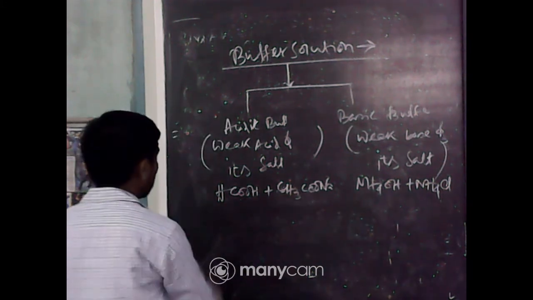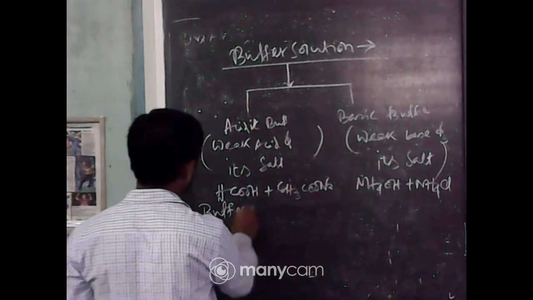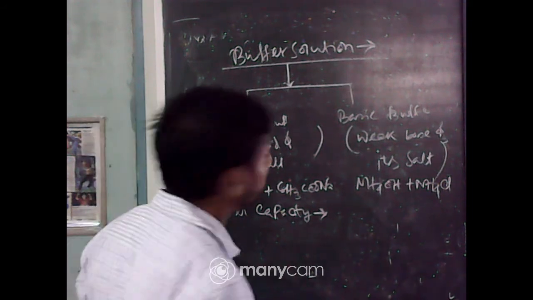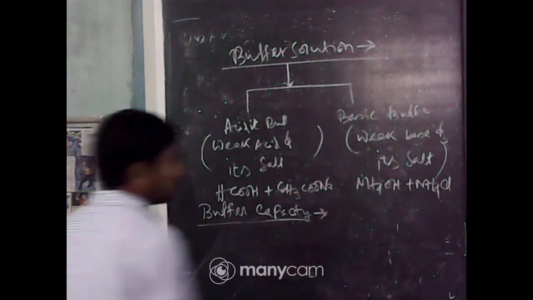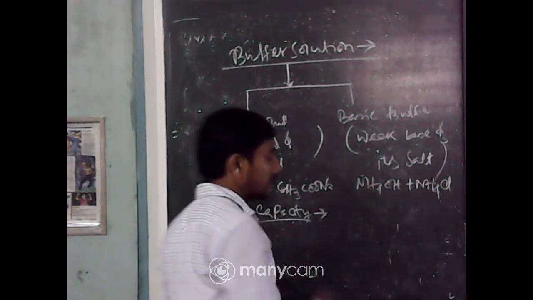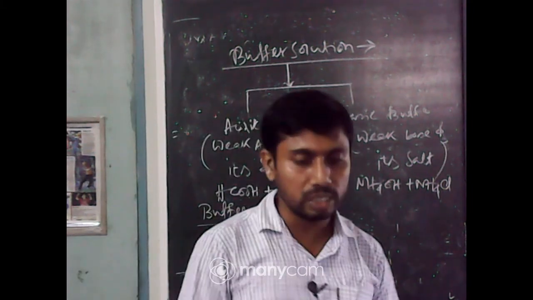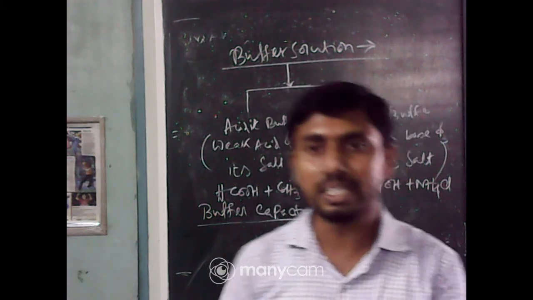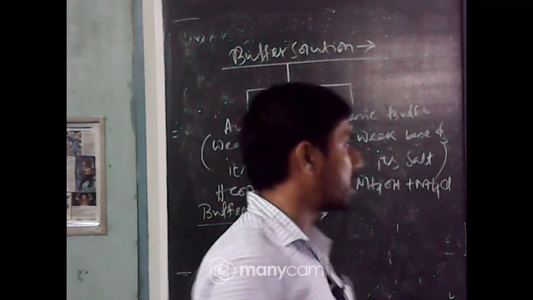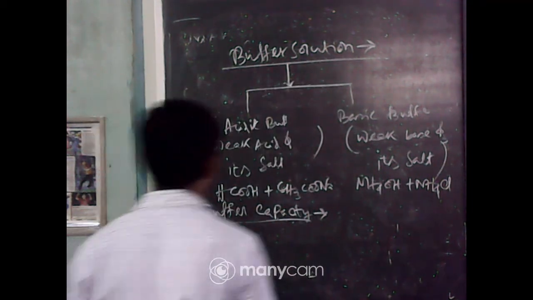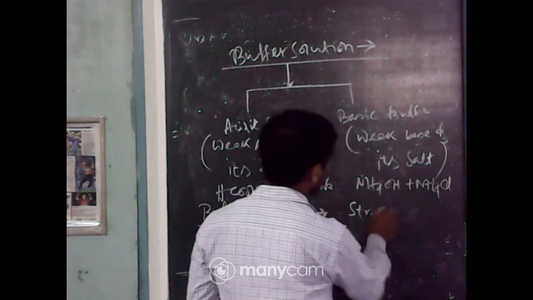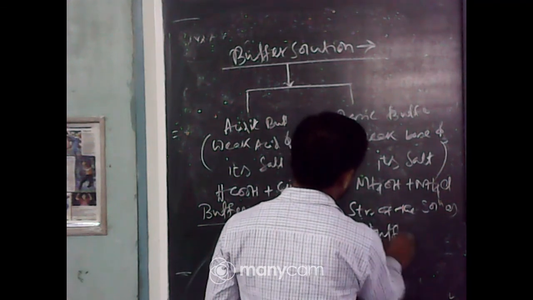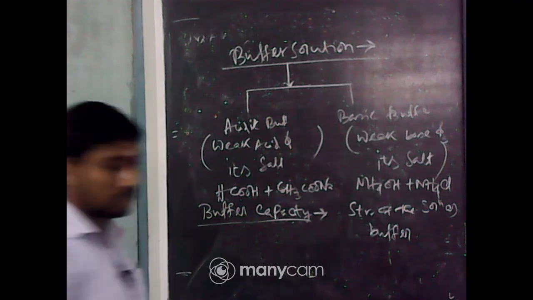Next is: what is buffer capacity? That is the extent to which a buffer solution can restrict the change in pH, that is the strength of the solution as a buffer. The strength of the solution as a buffer is called its buffer capacity, right.